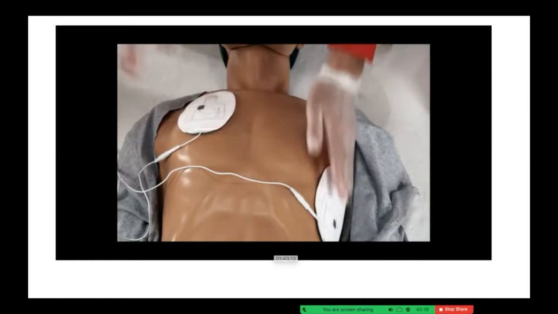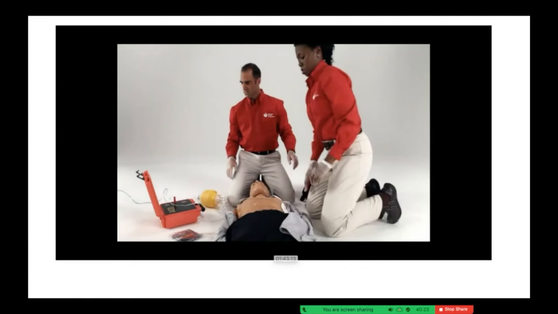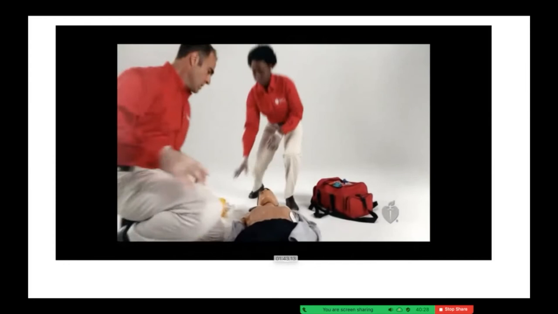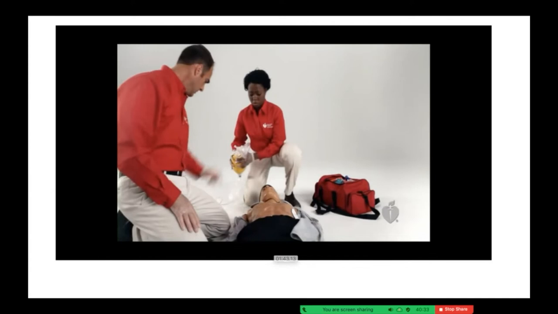Analyzing. Heart rhythm. Do not touch the patient. Shock needed. Charging. Stay clear of patient. Press the flashing button. Shock advised. Clear now.